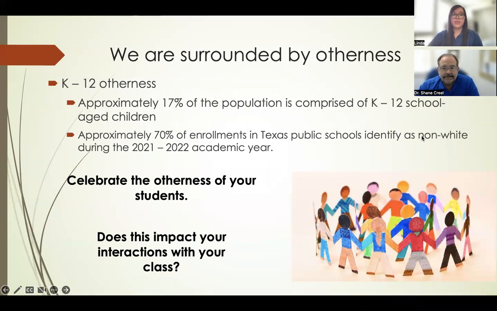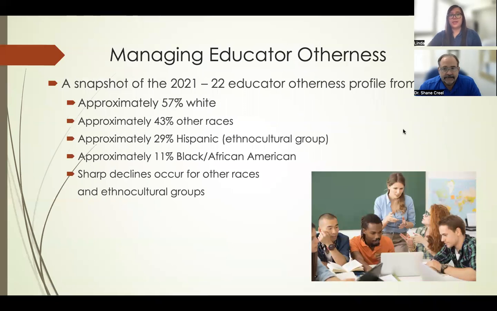And with the K through 12 otherness, approximately 17% of the population is comprised of K to 12 school age children, and approximately 70% of those enrolled in Texas public schools identify as non-white during the 2021-2022 academic year. And we're all here to celebrate the otherness of our students. Does this impact your interaction with your class? And now we're going to give this presentation to Dr. Shane. All right, so managing educator otherness.